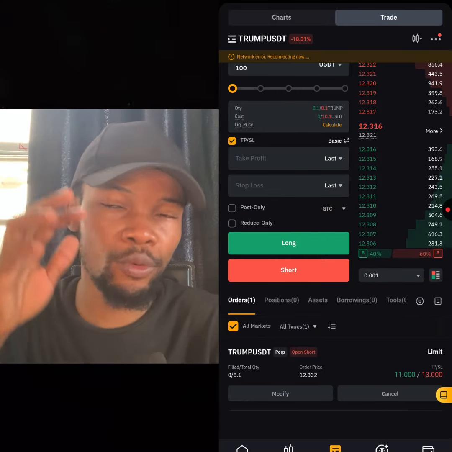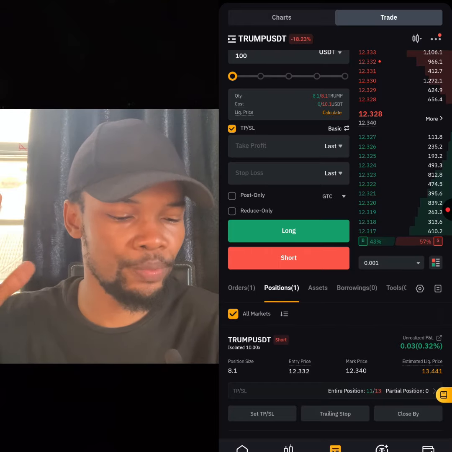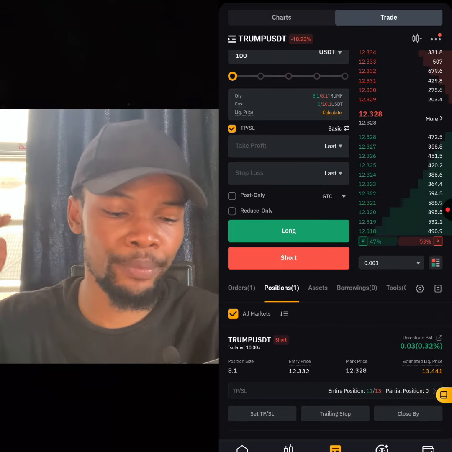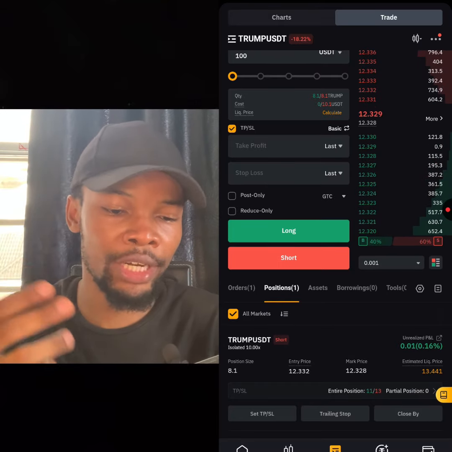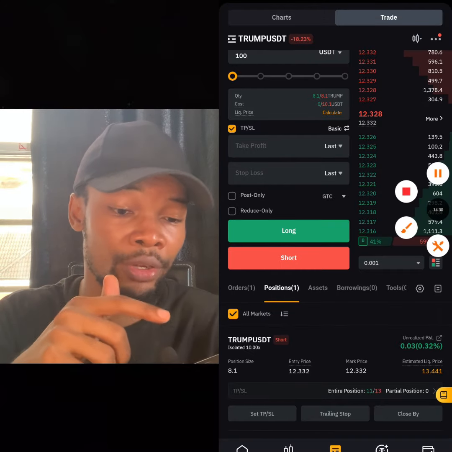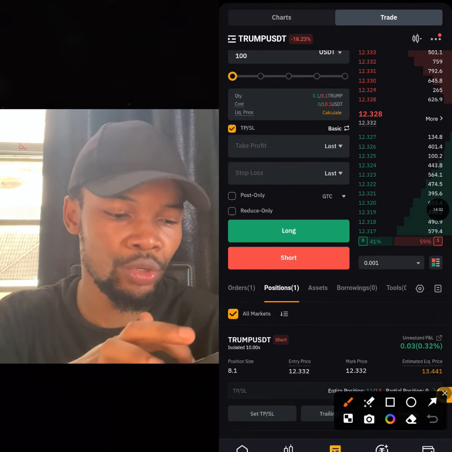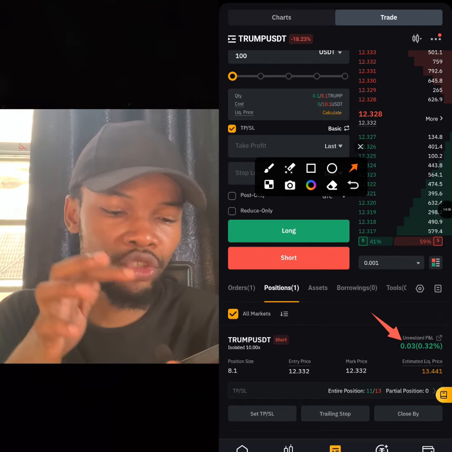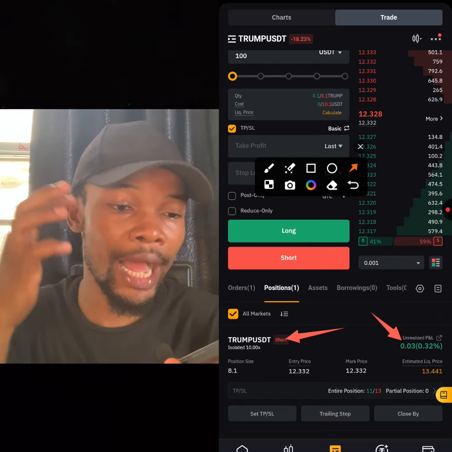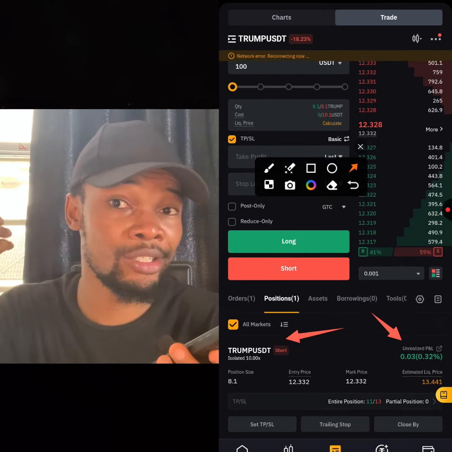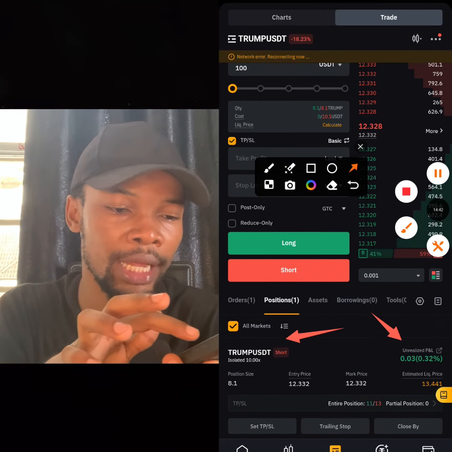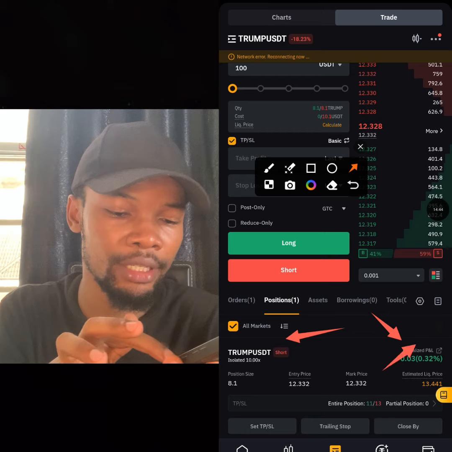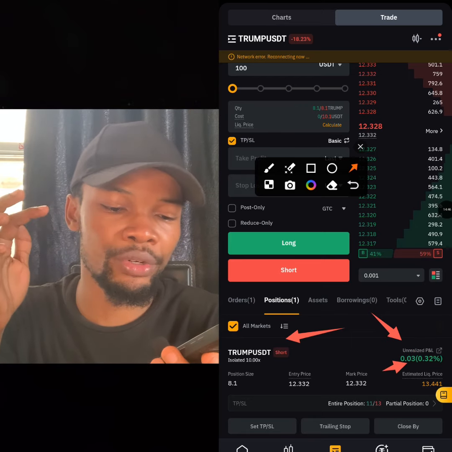Also, if you want to cancel, if you don't want to get into a trade, for example, you can see my trade has started and I'm already in a little bit of profit. So it is no longer on orders, it is now on position. I shorted the crypto. I predict that the market will be going down and it is going down. That is why you can see that everything is green. If it's not going my way, everything will be red.